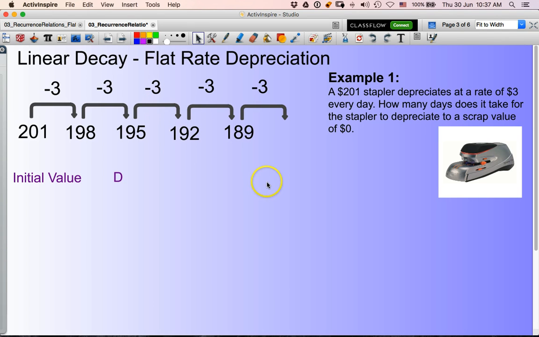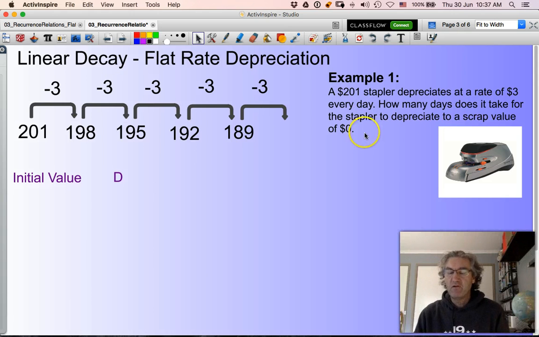So let's look at an example. A $201 stapler depreciates at a rate of $3 every day. How many days does it take for the stapler to depreciate to a scrap value of 0? Now, scrap value basically means you may as well start to think about getting rid of that item because it's no longer worth any money.